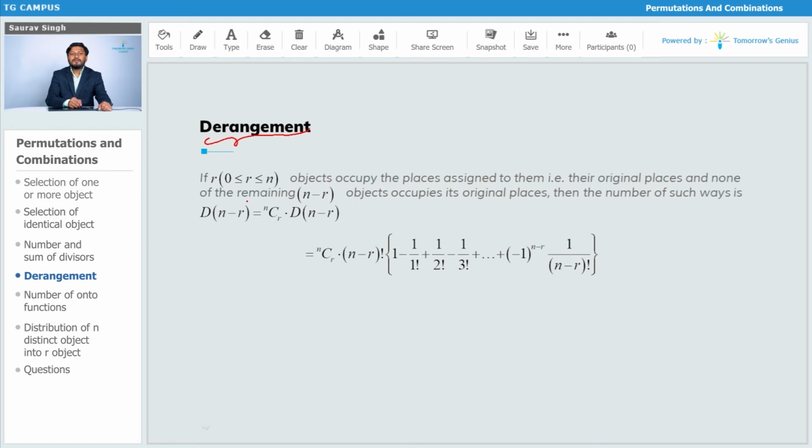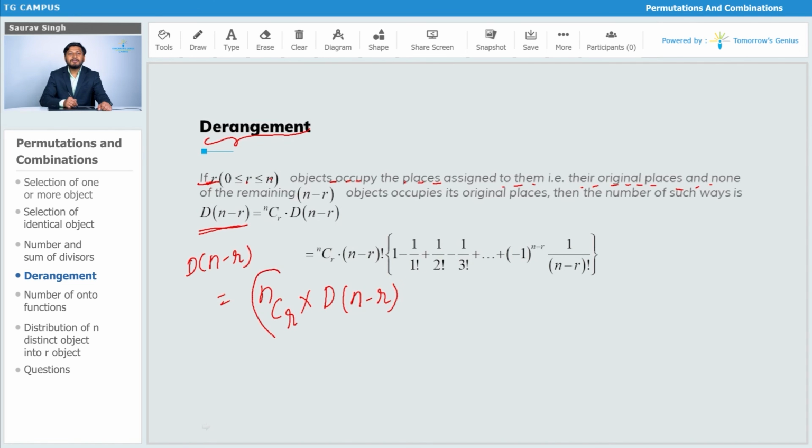Now derangement for any particular r objects out of n objects. Suppose r belongs to 0 to n. The objects occupy the place assigned to them. So if we have n letters and n envelopes, we want r of them to go to their respective place and the rest of them will be a derangement. So that will be given as D(n minus r), and that is given as nCr into derangement of n minus r objects.